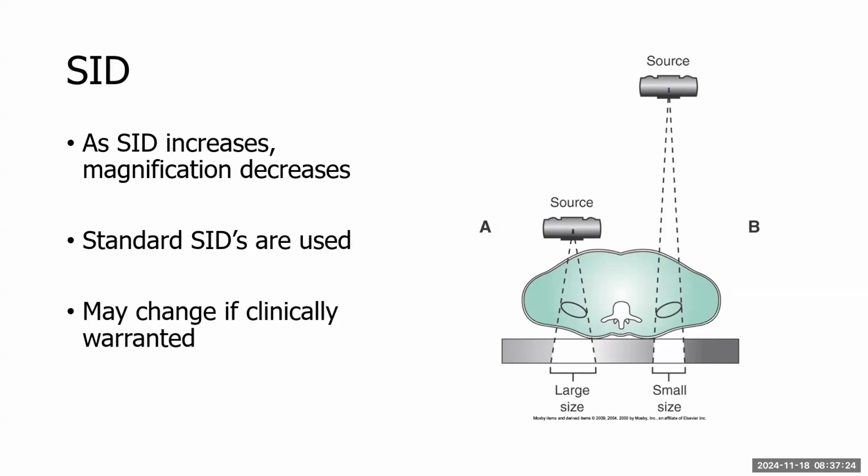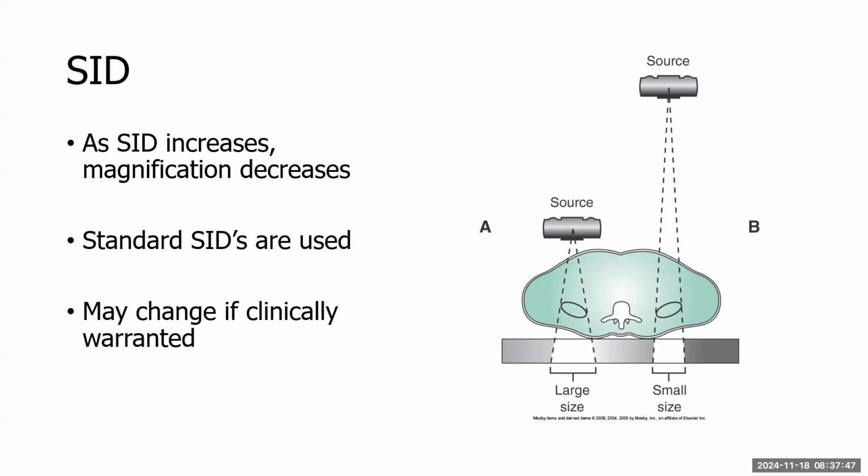And the way you can remember this is to think back to why we do chest x-rays at 72 inches. Because it decreases magnification of the heart. So if you start getting confused because these are hard to remember, think: chest x-rays at 72 inches because it decreases the magnification of the heart.